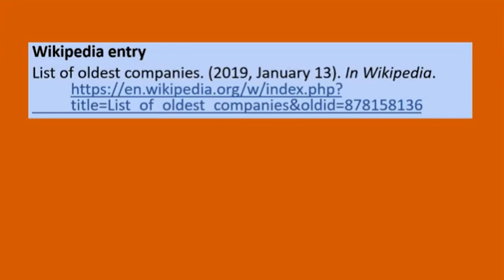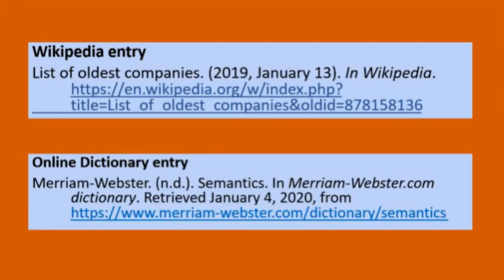If it is a Wikipedia entry, it should also be with the date, because you may not find the author. If it is an online dictionary, sometimes you will not find the date, so you can name the dictionary. For example, here it is Merriam-Webster, then not dated, then the term whose definition you have seen, then where you have seen it, and on which date you have taken it.